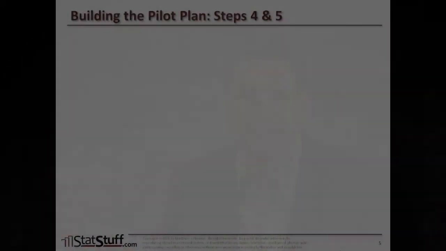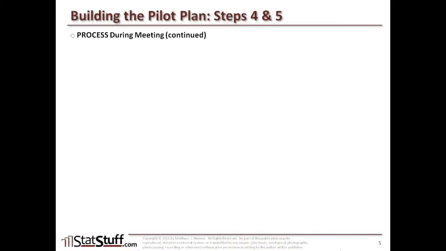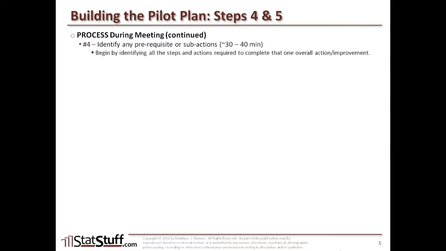Alright, now let's dig a little further into the details for the last 2 steps of this process for building a pilot plan. So as we continue with the 4th step in this process during the meeting of building a pilot plan, we want to identify any prerequisite or sub-actions associated with those actions. So you might want to begin by identifying all the steps and actions required to complete that one overall action or improvement that was identified. So sub-actions should represent logical steps, possibly defined by the different resources that are needed, or maybe the approvals, or maybe system events or resources that are required for that.